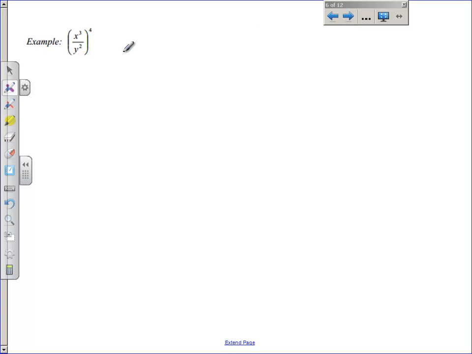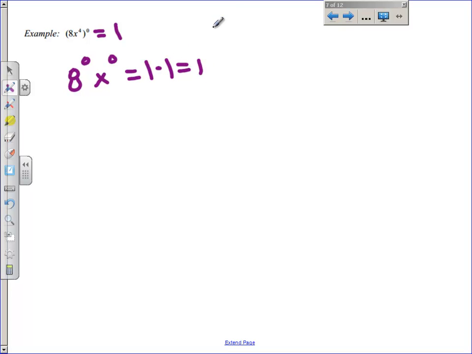Hopefully you're doing great. If you have a fraction to a power, you do the same thing. It's the top, x cubed to the 4th would be x to the 12th, and also the bottom is raised to the 4th, and so that would be y to the 8th. Hopefully we're still doing well. Anything to the 0 power, as long as it's not 0 to the 0 power, is equal to 1. This is the same thing as 8 to the 0 and then x to the 0, which would be 1 times 1, which is just 1.